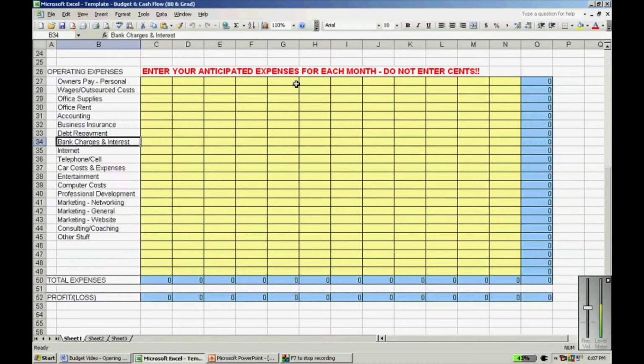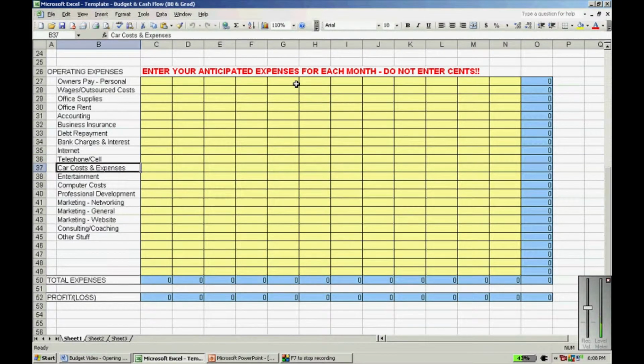Don't forget the bank charges and interest. Your regular bank charges plus any overdraft interest you are charged on a regular basis. Remember though that your bank will probably increase their fees at least once over the next 12 months. Internet. This will be your Rogers or Sympatico or equivalent monthly fee for providing access to the internet. You can, if you want, include it in the computer costs below. Telephone and cell, of course, are the costs for your cell and landlines.